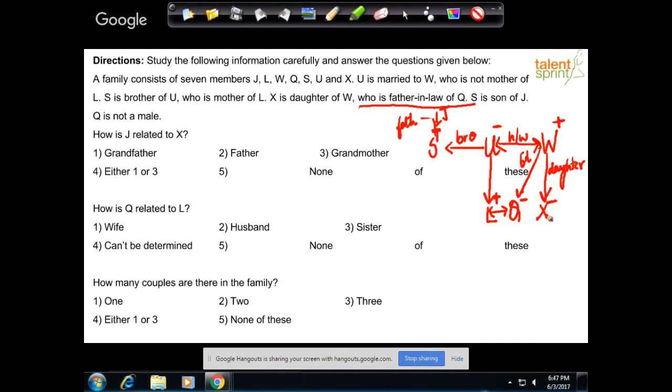How is J related to X? Now, J, if S is the son of J, and we know S and U are brother and sister, J will also be the father of U. Okay, now we don't. I'm sorry. We do not know whether J is the father or the mother. They just tell us that J has a son S. Therefore, we don't know whether J is male or female. Therefore, J is a parent to U, and therefore will be a grandparent to the children of U. And one of the children of U is X. So therefore, J may be a grandfather or a grandmother.